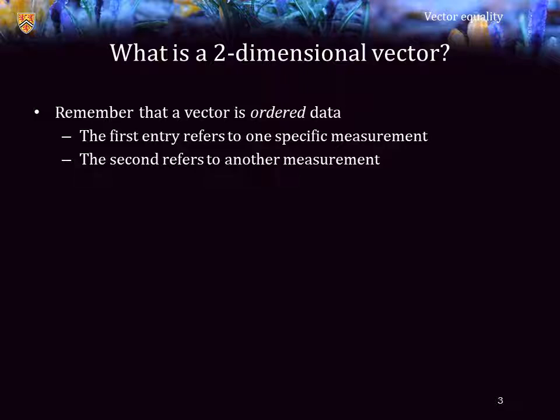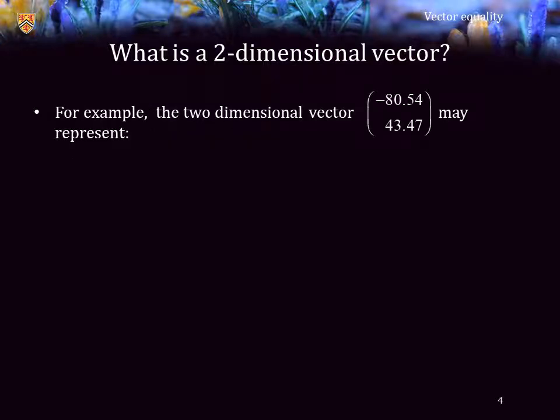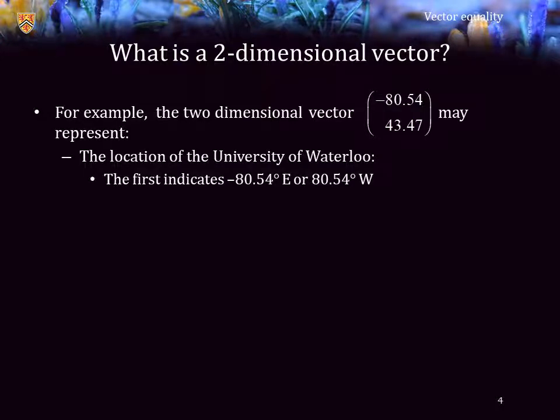Now, remember first that a two-dimensional vector is ordered data. The first entry refers to one specific measurement, the second refers to a different measurement. For example, the two-dimensional vector negative 80.54 and 43.47 may represent the location of the University of Waterloo. That is, the first one indicates that it is at negative 80.54 degrees east, or equivalently 80.54 degrees west, and the second indicates that it is at 43.47 degrees north.